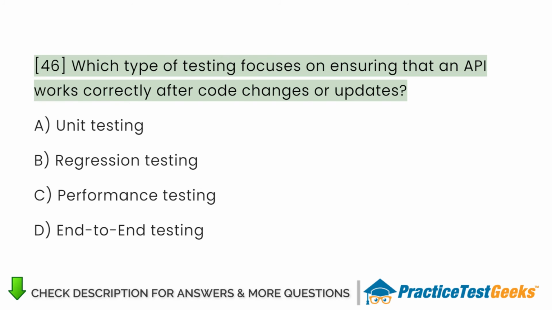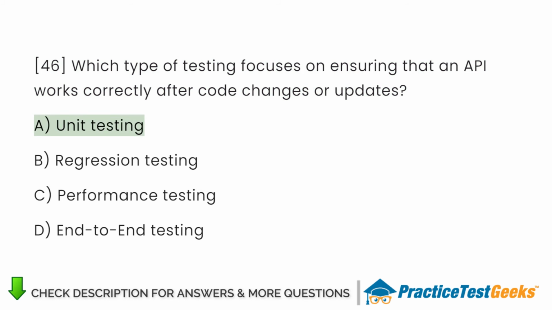Which type of testing focuses on ensuring that an API works correctly after code changes or updates? A. Unit testing. B. Regression testing. C. Performance testing. D. End-to-end testing.